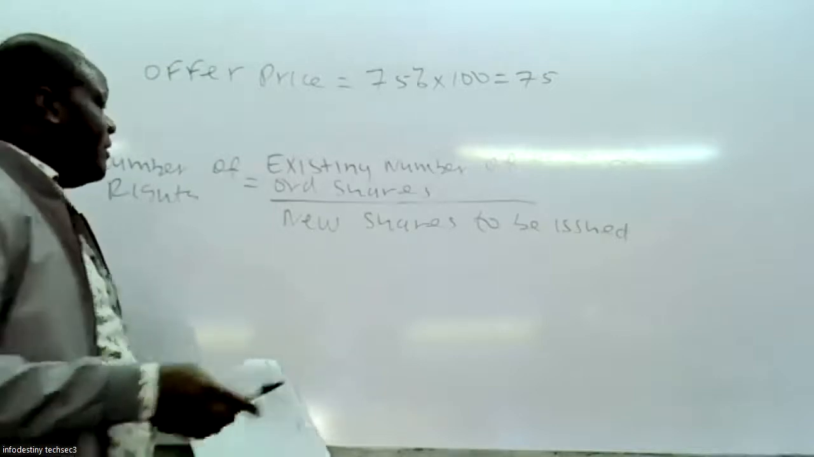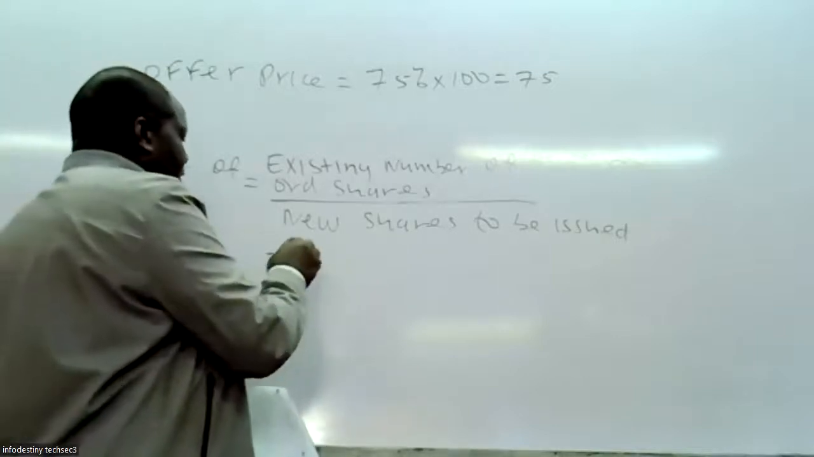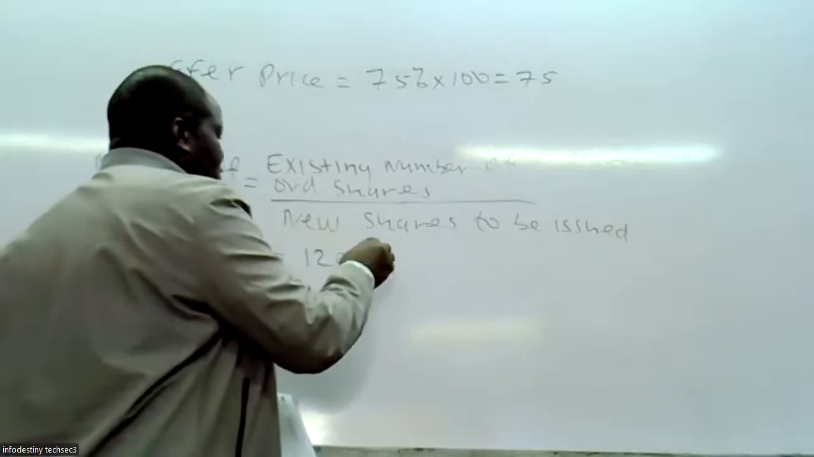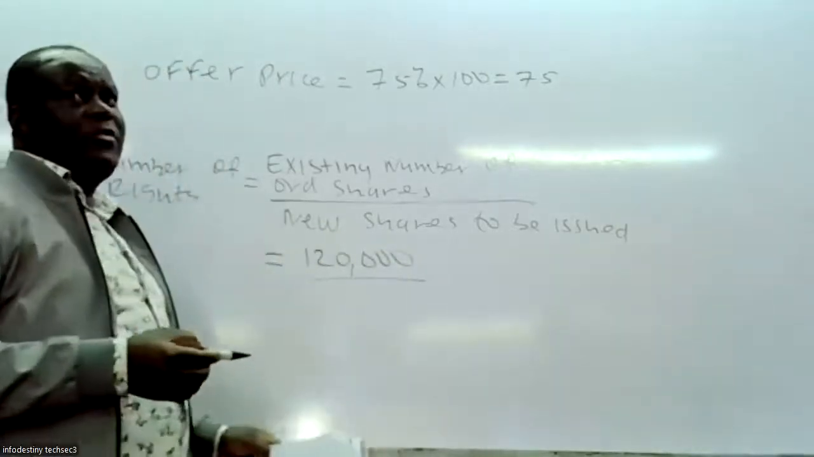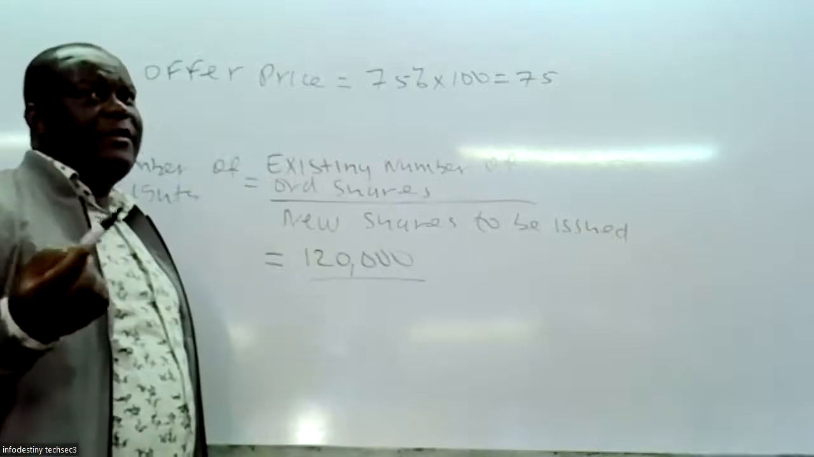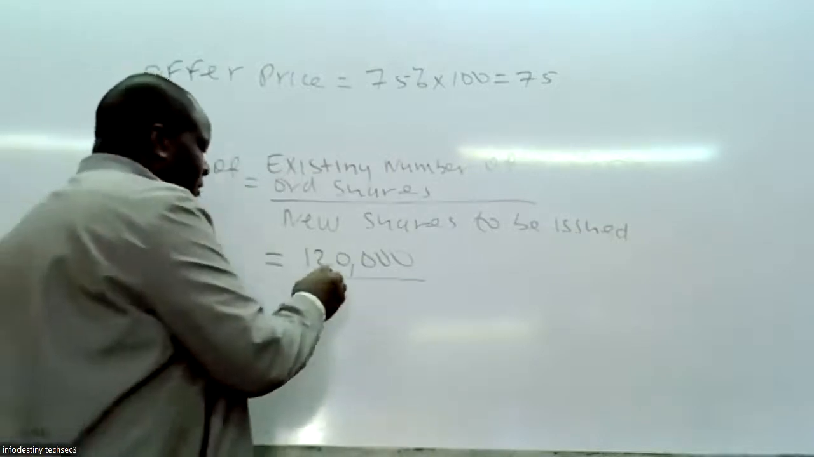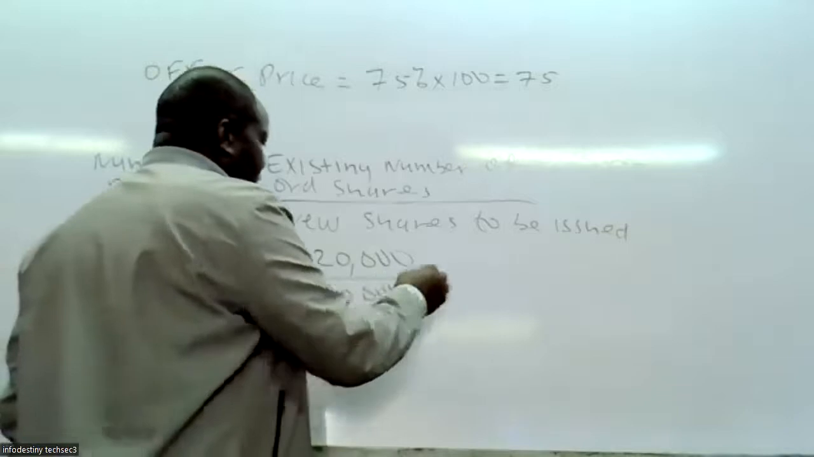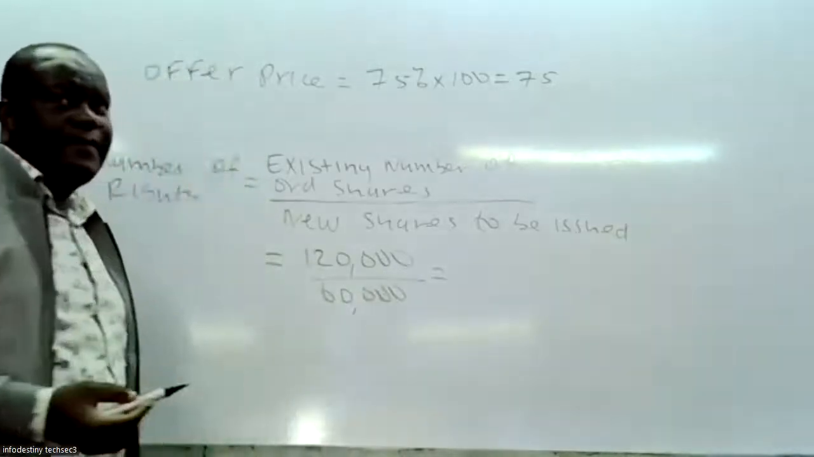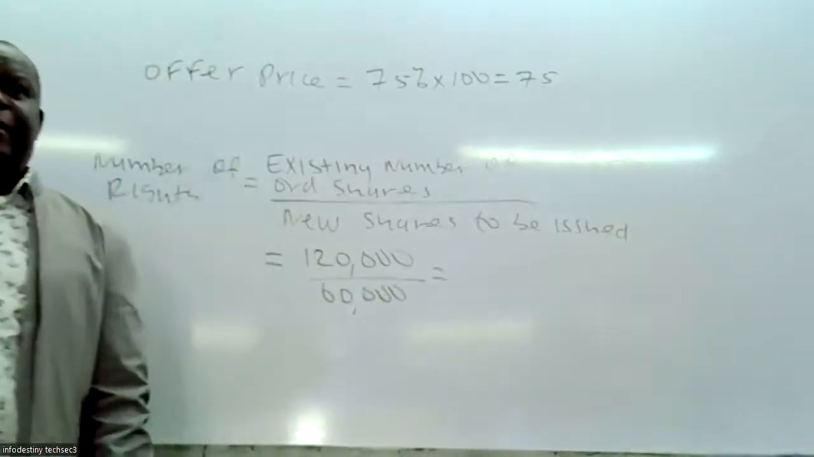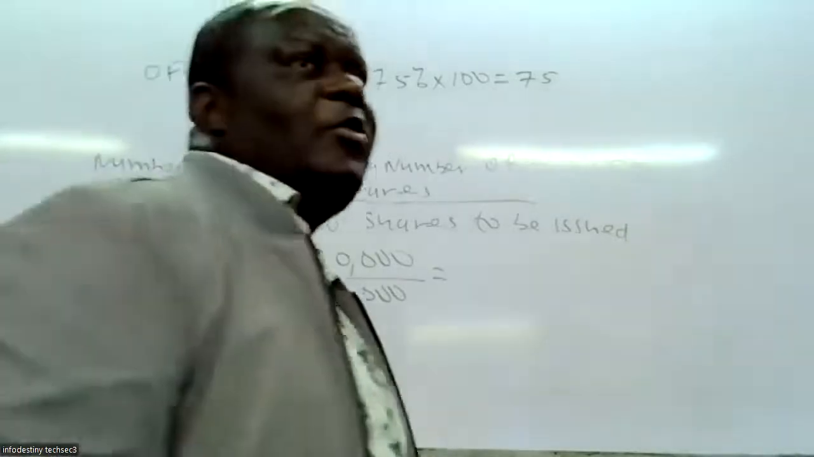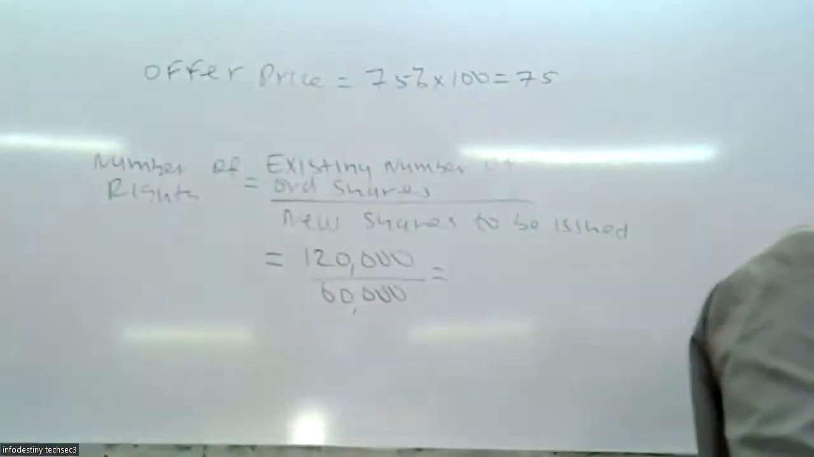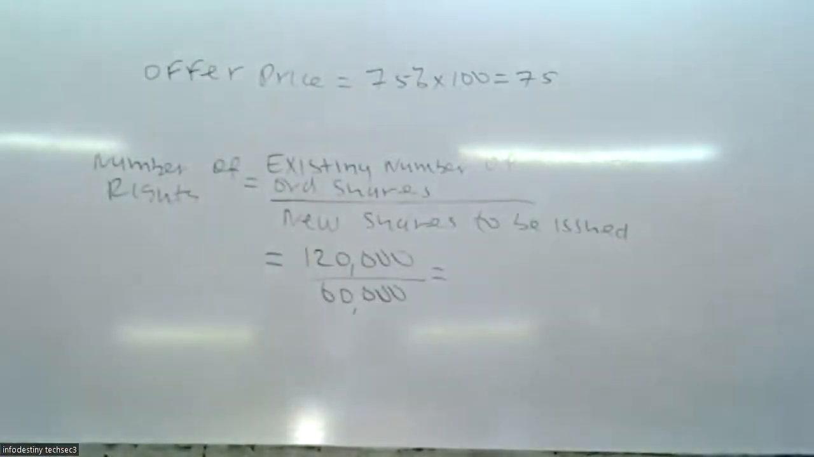The existing number of ordinary shares is given. Are you able to see 120,000? The new shares to be issued, we have just calculated, were how many? 60. So we come up with how many rights? We get 2 rights. So the number of rights is 2. That should now be your Roman letter 2 of the question.